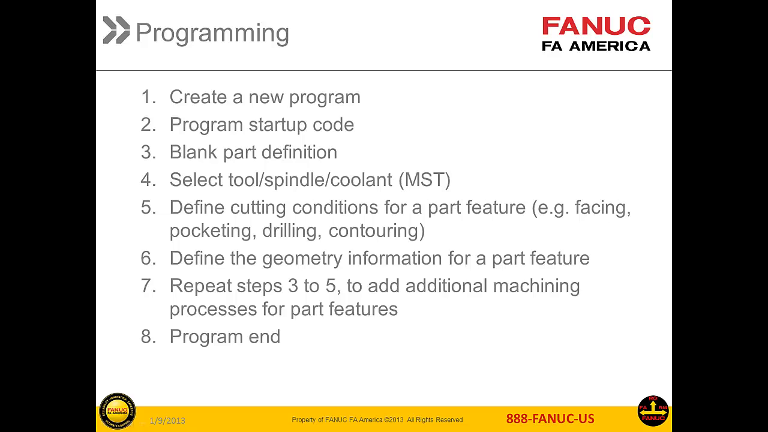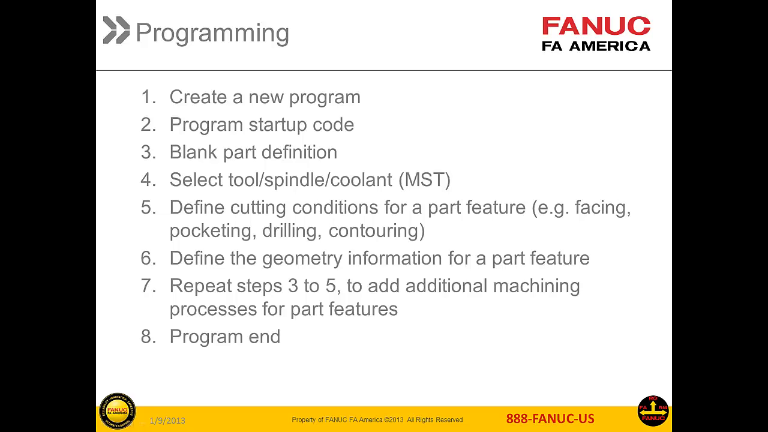Programming with Manual Guide i is basically the same as programming with G-code or a CAM system. We first create the part program, then we add the boilerplate to start the part program. This sets up the default G-codes and conditions. For Manual Guide i simulation, we then have to define the material blank size. Then we have to select a tool and start the spindle using the usual M, S, and T codes.